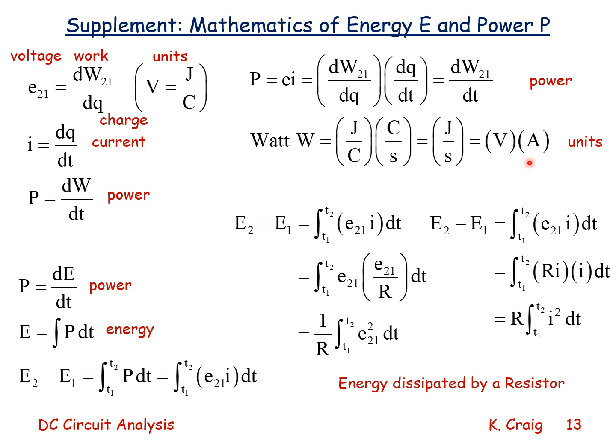We can get two expressions for energy depending on what form of Ohm's law we substitute into the integral. Here we see the change in energy between 2 points is equal to 1 over the resistance times the integral of the voltage squared with respect to time. An alternate expression for the change in energy is the resistance times the integral of the current squared with respect to time. And this is the energy dissipated by a resistor, as a resistor cannot store energy, only dissipate energy.